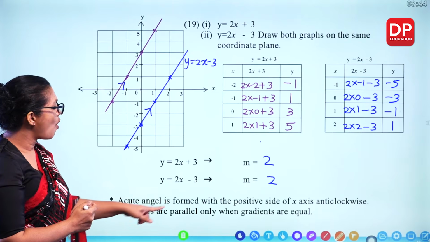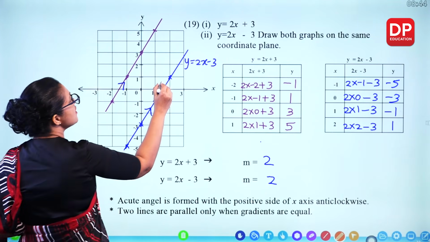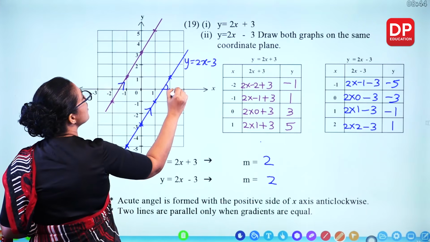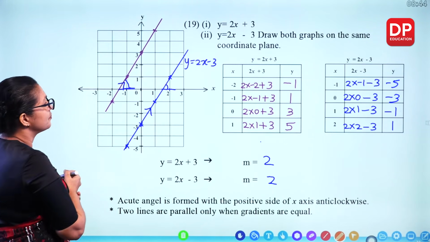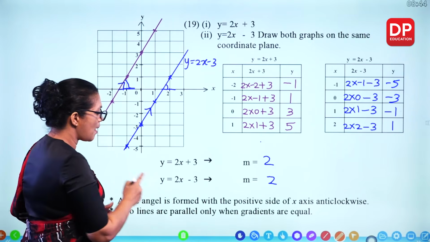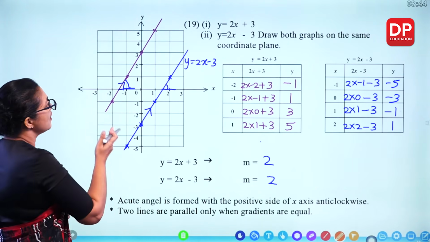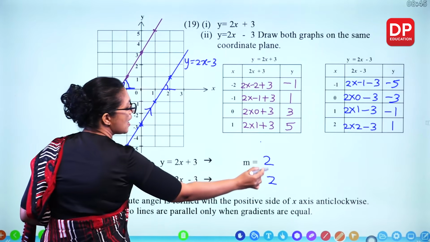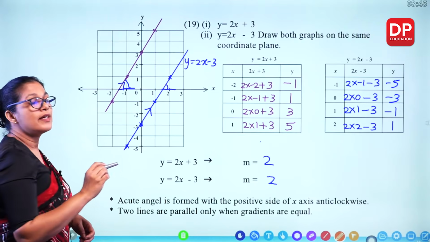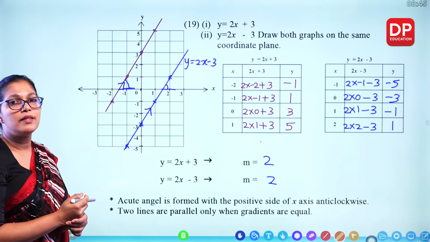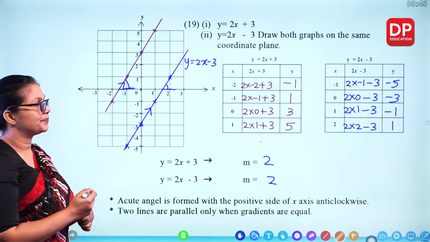Acute angle is formed with the positive side of the x-axis, anti-clockwise. So these all make an acute angle with the x-axis. Two lines are parallel only when gradients are equal. Now, can you see the slopes or gradients are equal? So when the gradients are equal, that means the two straight lines are parallel.